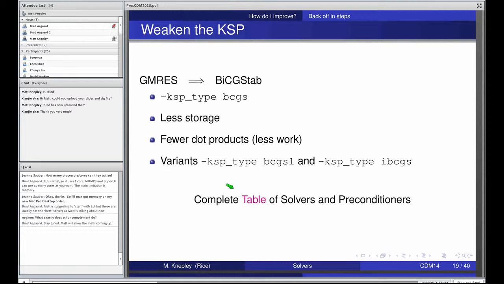There is a table of all supported solvers and preconditioners linked at this magenta link. Everything that's magenta in these slides is a link that you should be able to click on, and it'll take you to that bit of information.